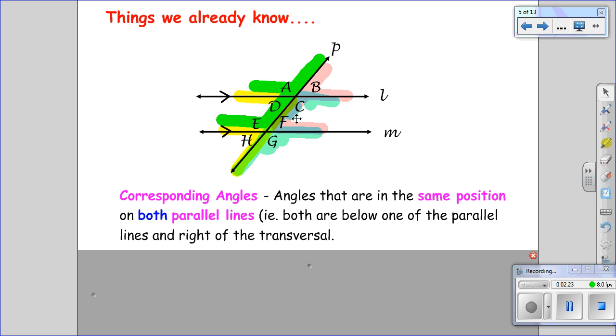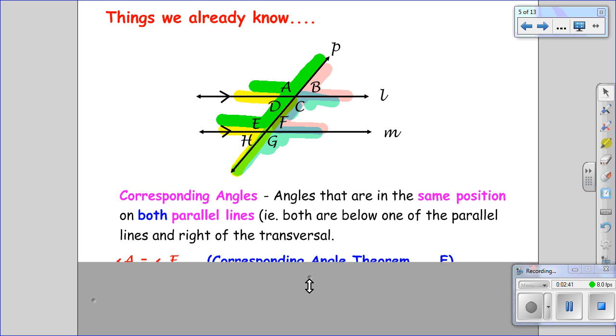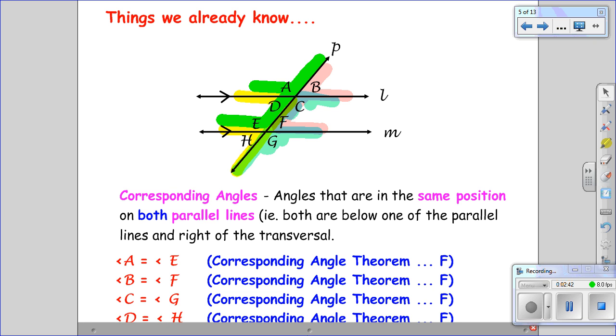They are also equal. If I look at the upside down pink F, angle B and F are both above the parallel line on the right of the transversal. And if I look at the green letter F, A and E are both to the left of the transversal above the parallel line. They are all corresponding angles.